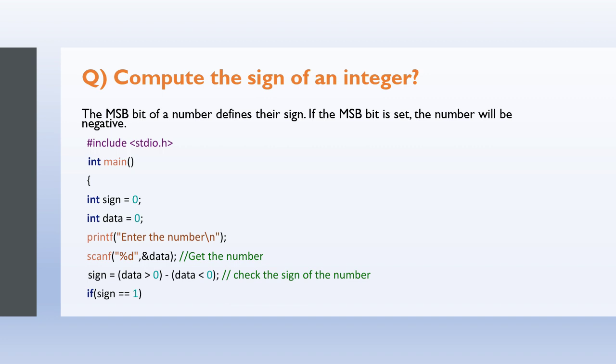If sign double equals 1, then printf "Entered number is positive number" in a new line. Else if sign double equals minus 1, printf "Entered number is negative number". Else printf "Entered number is 0". Only these three are possible, right? Then main returns 0.